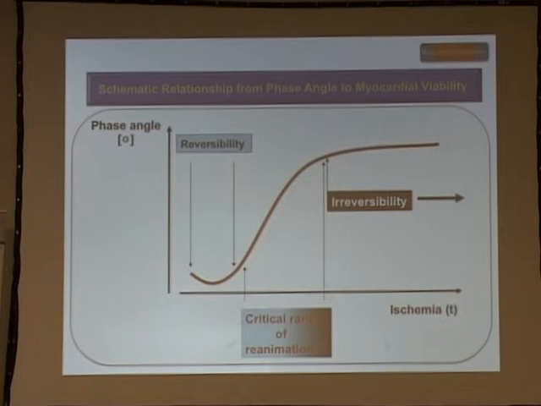And in between, it depends on the method, the cardioplegic method applied. We call it the critical range of reanimation, and in this area, depending on the method applied, as already mentioned, there is the critical limit for myocardial resuscitation.